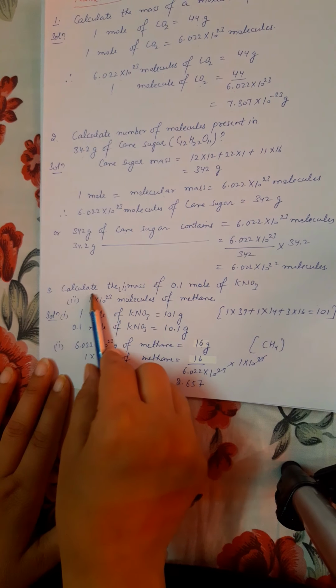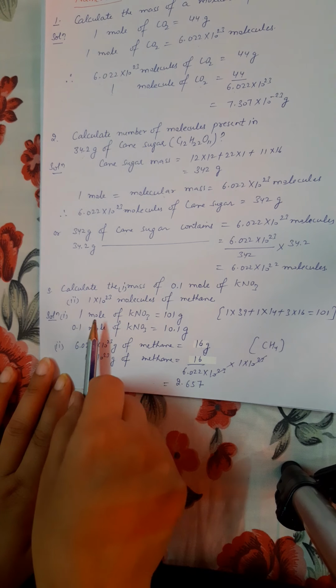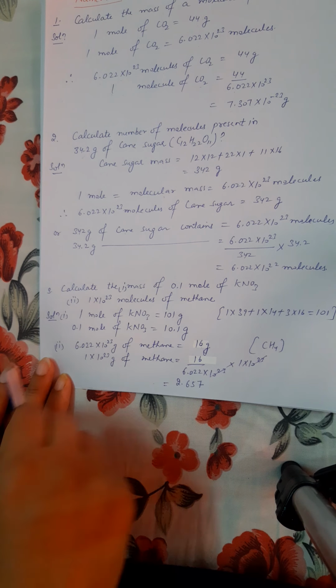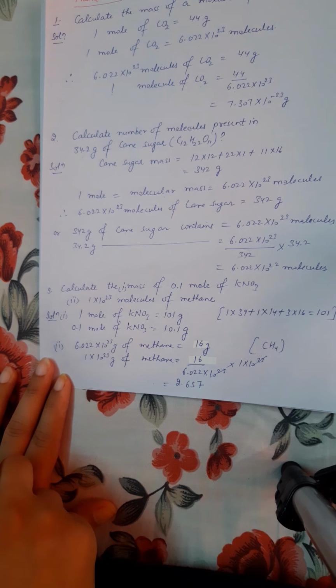नंबर 3, कैलकुलेट द मास ऑफ 0.1 मोल ऑफ KNO3 पोटेशियम नाइट्रेट. 1 मोल ऑफ KNO3 इज 101 ग्राम. तो 0.1 मोल इज इक्वल टू 10.1 ग्राम.